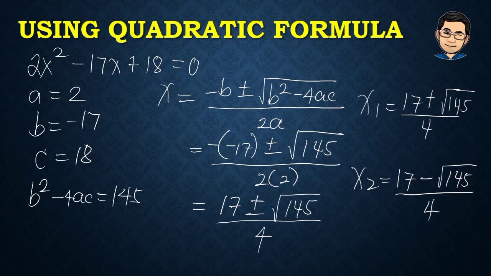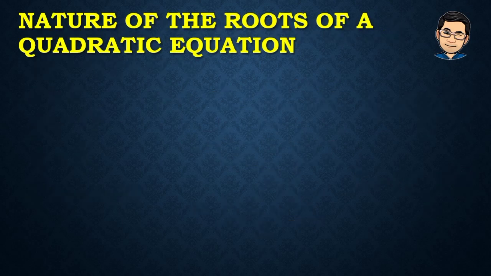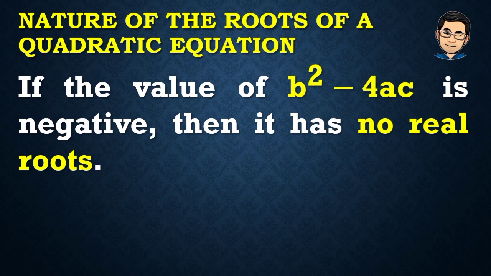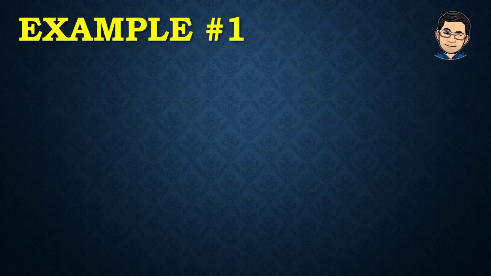Again, our roots are irrational and unequal. So for the last condition, if the value of b squared minus 4ac is negative, then it has no real roots. So for example, nakakuha ka ng sagot na negative 25. So hindi mo naman po pwedeng extract ang square root ng negative 25. Kung positive 25, pwede. Pero kung square root of negative 25, hindi natin pwedeng i-extract ang negative na number or negative integer.